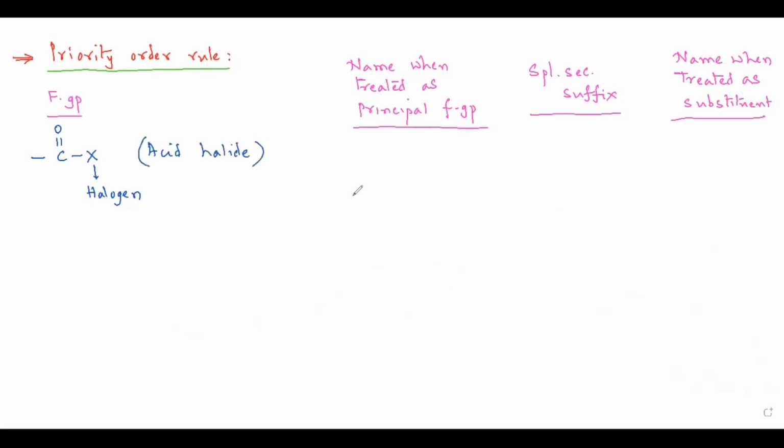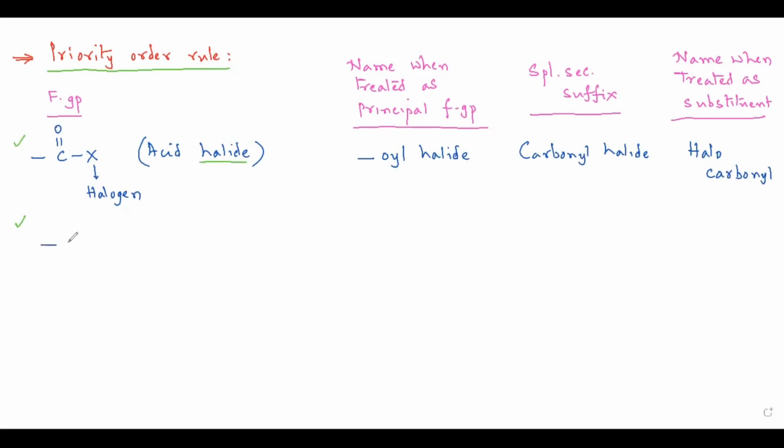Now, these are given the name oyl halide when they are treated as principal functional group. Special, it's carbonyl halide. And coming to the name of the substituent, we call it halocarbonyl. Halocarbonyl. This is for acid halides.